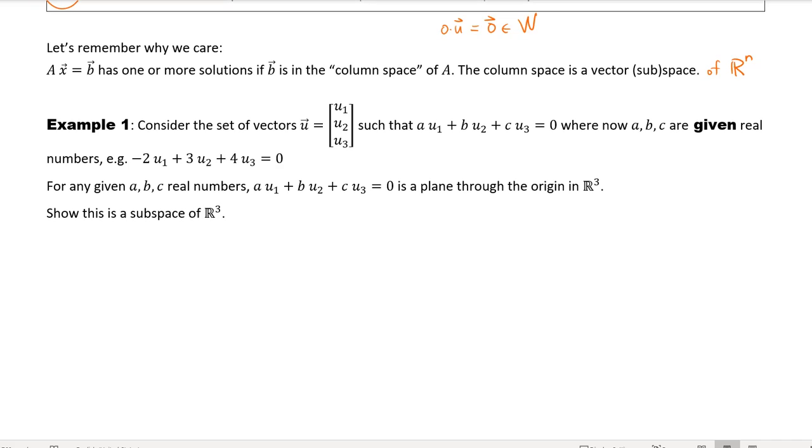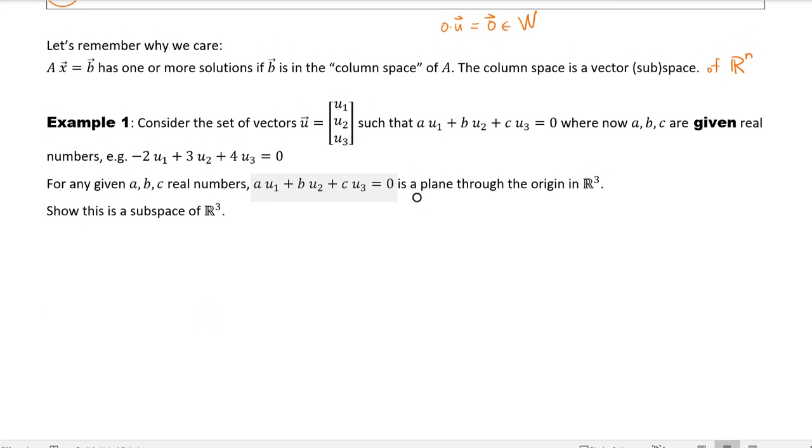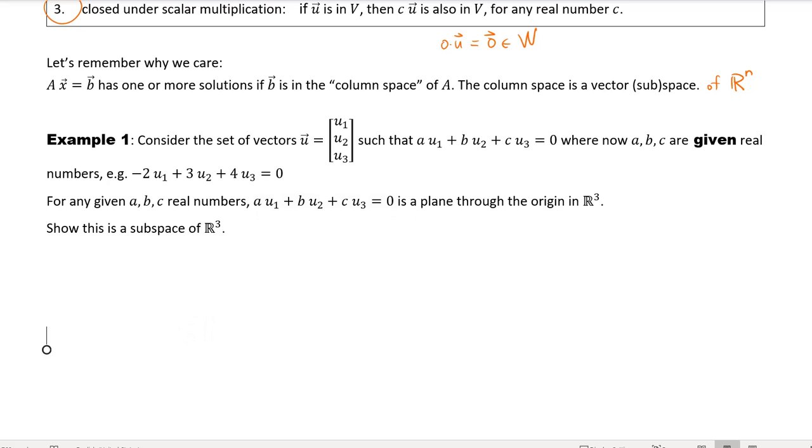Okay, so let's look at example 1. Consider the set of vectors U such that A times U1 plus B times U2 plus C times U3 equals 0, where A, B, C are given real numbers. For example, A is -2, B is 3, and C is 4. For any given real numbers A, B, C, what is this set? This is in R3.